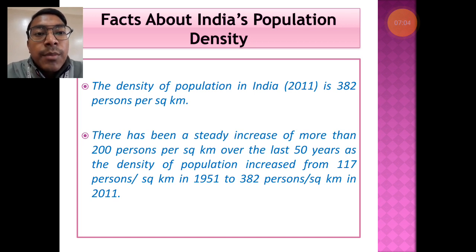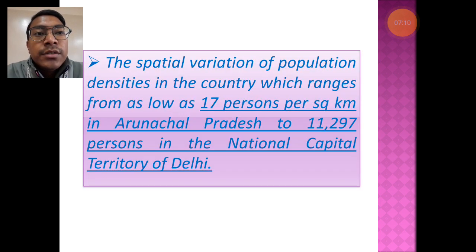Let us now study the variation in the density of population within our country, from one state to another. If we study the spatial variation of population density within our country, there is a huge variation. The density of population is as low as 17 persons per square kilometer in Arunachal Pradesh to 11,297 persons in the National Capital Territory of Delhi.